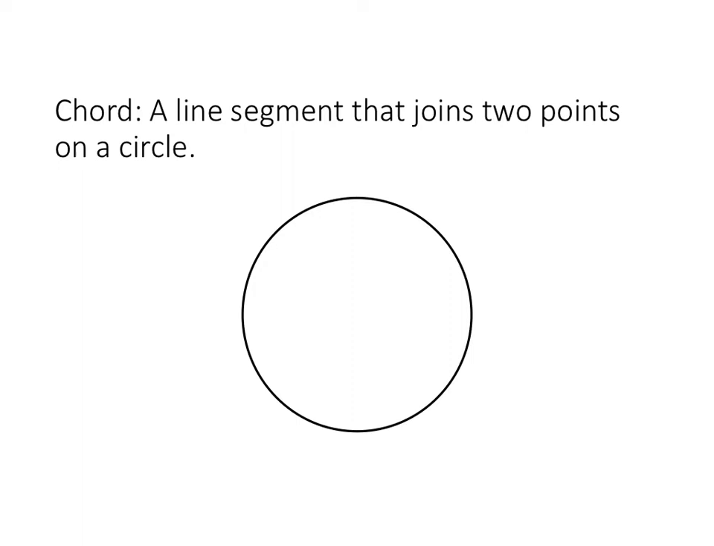So a chord is a line segment that joins 2 points on a circle. So that's a really simple definition. So if I have a point here and a point here, and I draw a line connecting those, I end up with a chord. There's a chord.